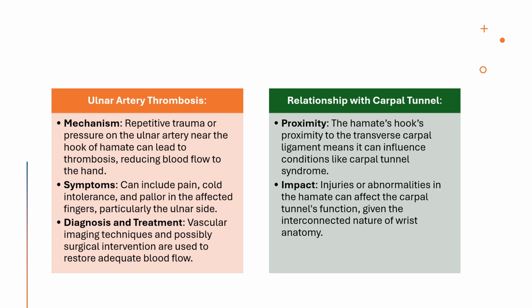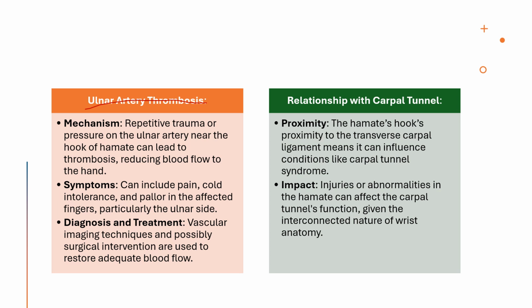Another clinical significance is ulnar artery thrombosis. This also occurs due to repetitive trauma or pressure on the ulnar artery near the hook of hamate, and it can lead to thrombosis and reduced blood flow to the hand. Symptoms can include pain, cold intolerance, and pallor in the affected finger, particularly on the ulnar side. For diagnosis and treatment, vascular imaging tests such as Doppler test or another test, or possibly surgical intervention, are used to restore adequate blood flow.